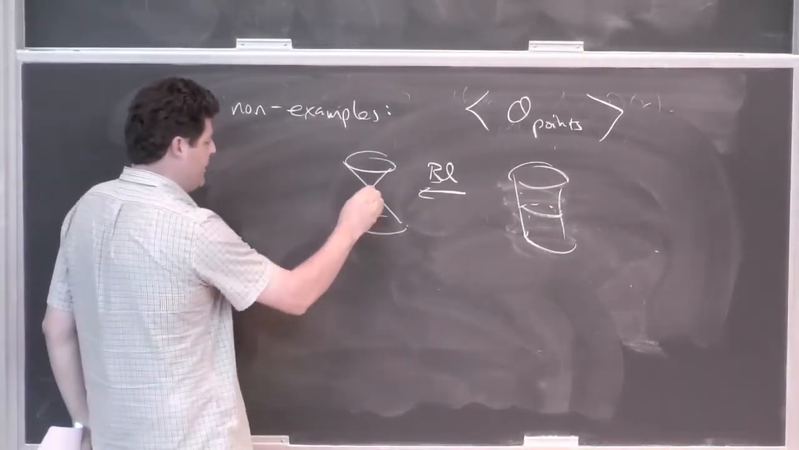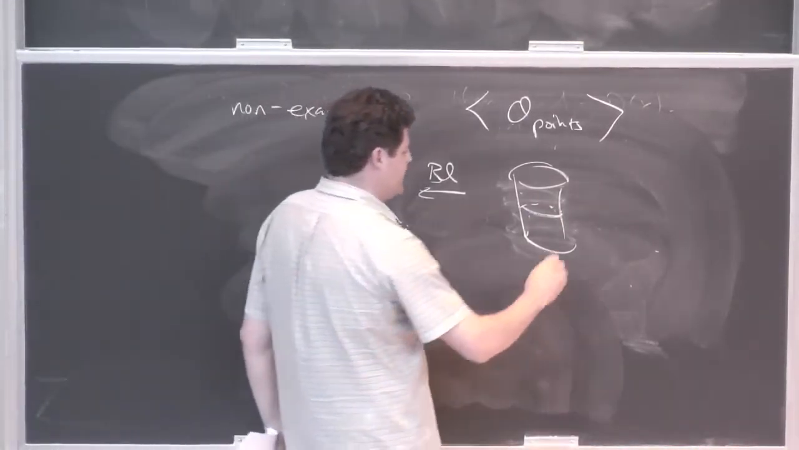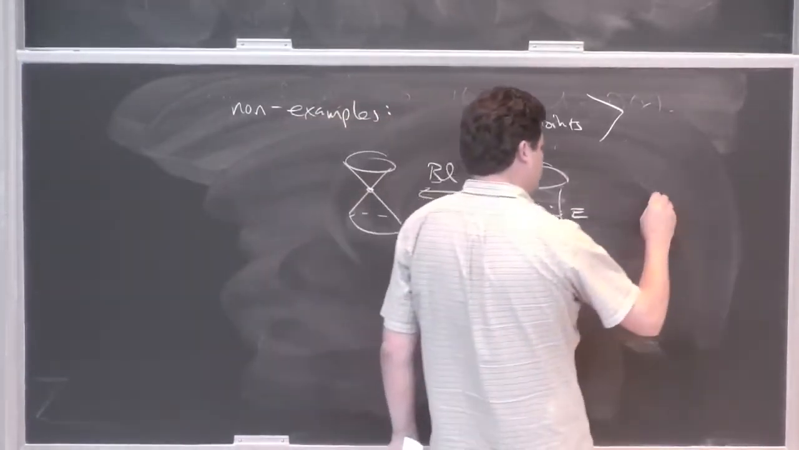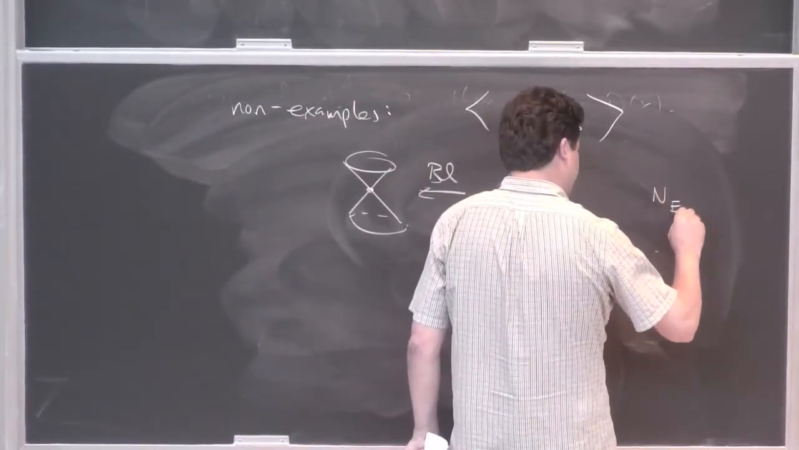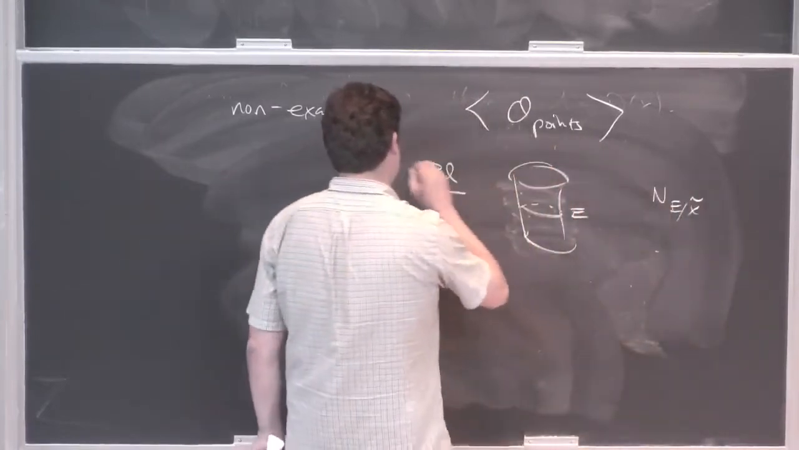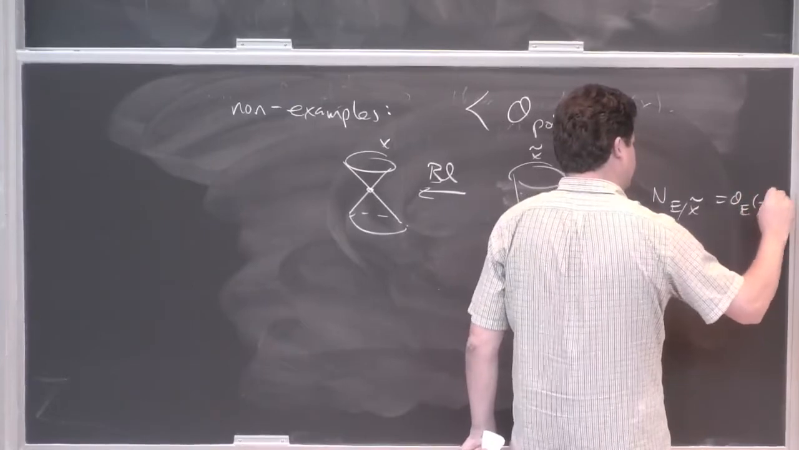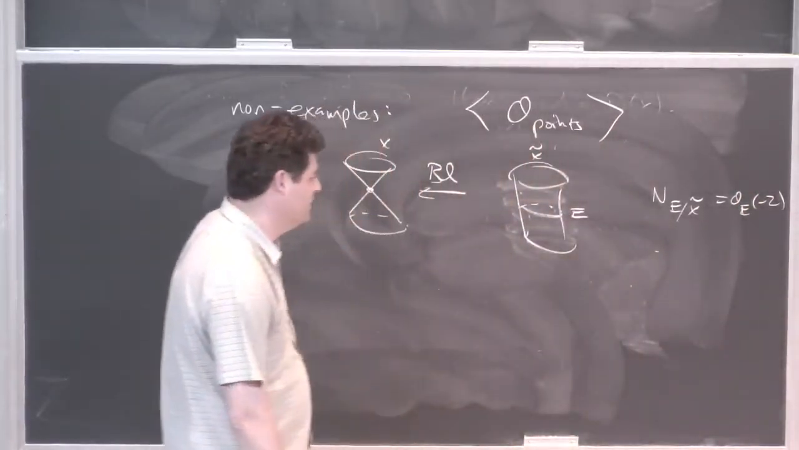So I'm blowing up that point, and I have some exceptional curve here. But now the normal bundle to E in x tilde, if this is x and this is x tilde, is now O of minus 2, not O of minus 1 anymore.